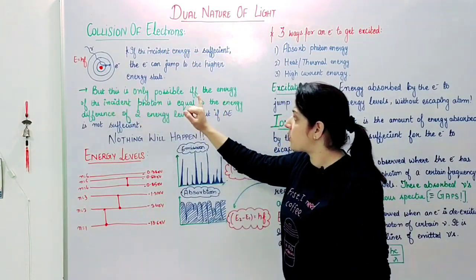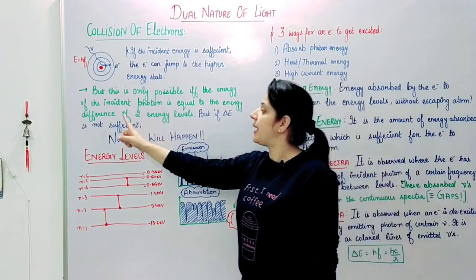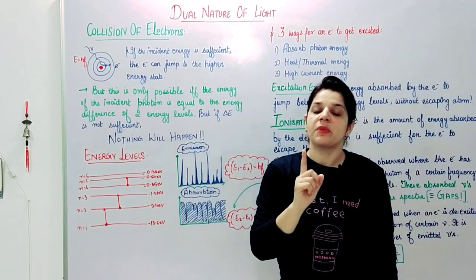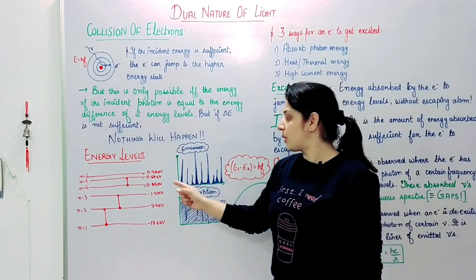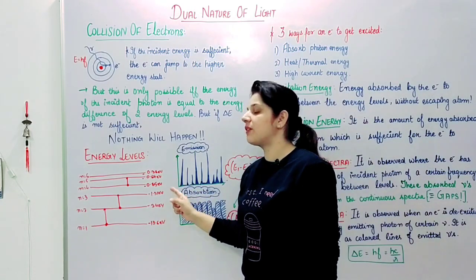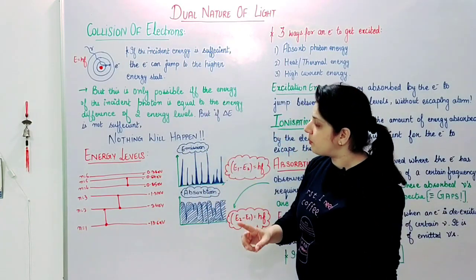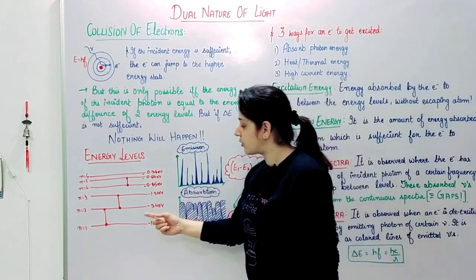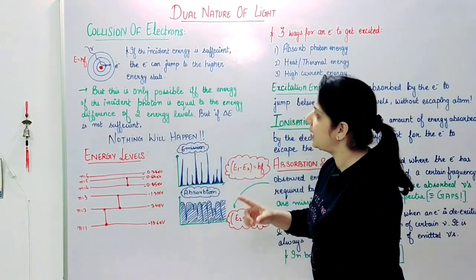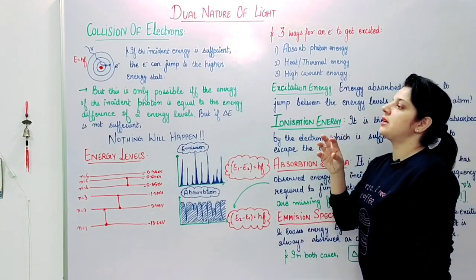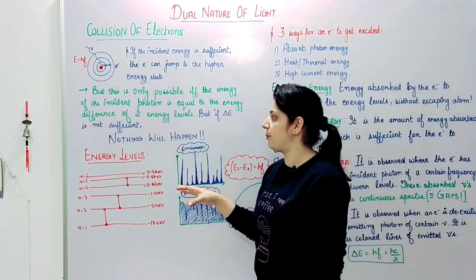But this is only possible if the energy of the incident photon is equal to the energy difference of two energy levels. I am not saying that this energy difference is equal to something constant. Why? Because the energy difference between these energy levels is different for all levels. Also, suppose my energy is so high that my electron can jump from this energy to this energy and again to this energy. This can also happen. But this energy should be in a way that it helps this electron to jump over. It should be sufficient for that jump.